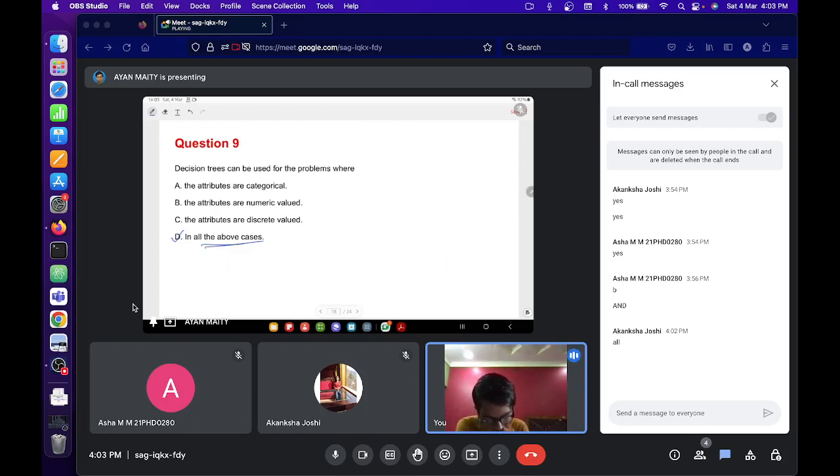So option D would be the right answer. If it is categorical, it is very straightforward. You create multi-way splits. If there are only 2 categories for the attribute, then binary split is the choice, and if we have multiple different categorical values for the attribute, you will go for multi-way splits, which is similar to binary split.